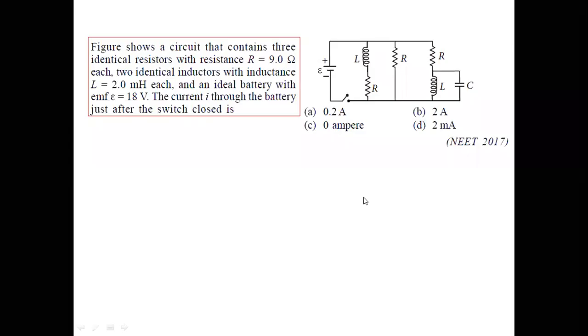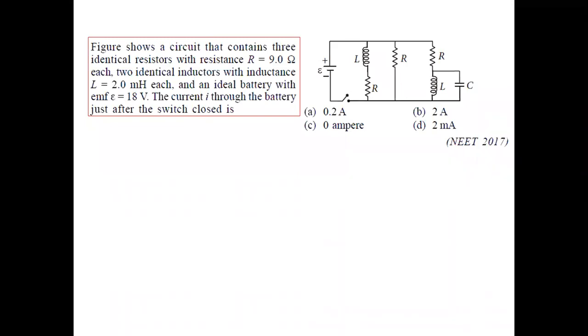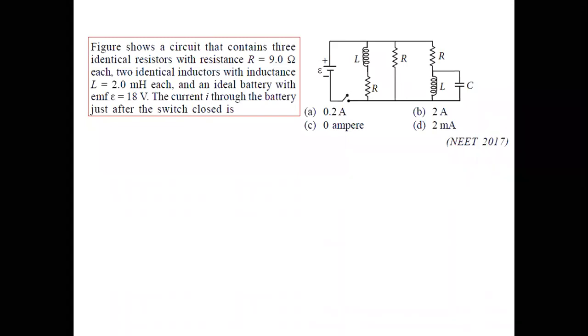The figure shows a circuit that contains 3 identical resistors with resistance R equal to 9 ohm each, 2 identical inductors with inductance 2 millihenry each, and an ideal battery with EMF 18 volt. The current I through the battery just after the switch is closed is? What will be the current in the circuit?